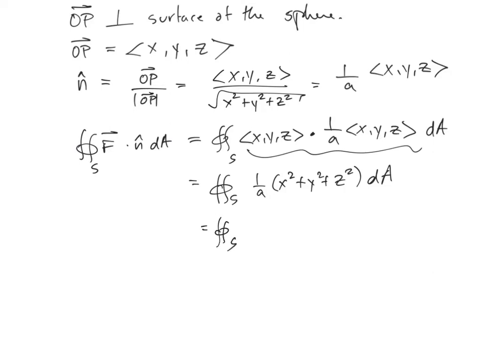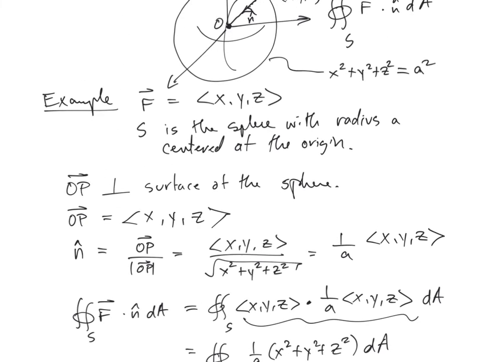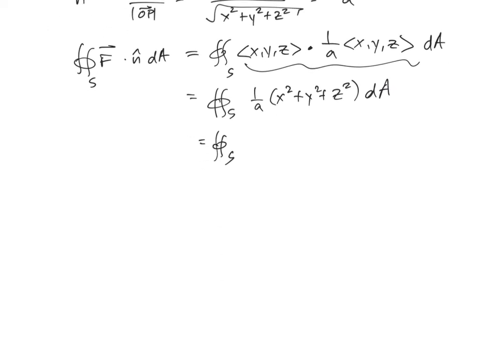And x squared plus y squared plus z squared on the surface of the sphere. Because remember, we're doing a surface integral, which means everything inside here is on the surface of this sphere. So on the surface, what is x squared plus y squared plus z squared equal to? It's equal to a squared, right? From the equation of the sphere. So we're going to end up with a dA. Okay? A is a constant, so it can come out of the integral.